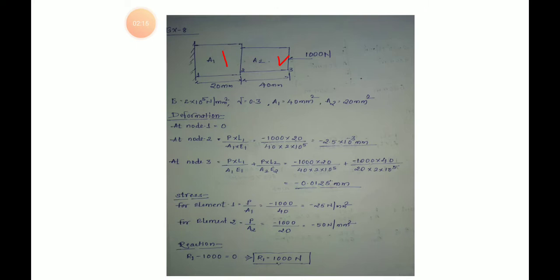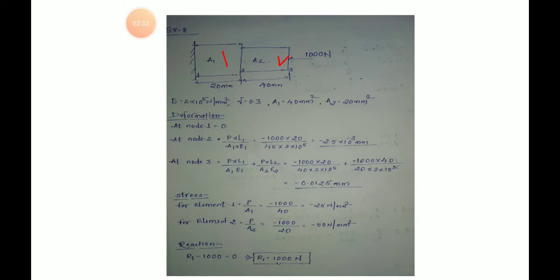Okay, so let us start with the calculation of the deformation. Node 1 is fixed, as it is shown in the problem. That means the deformation at the first node is equal to 0. No need to calculate that.